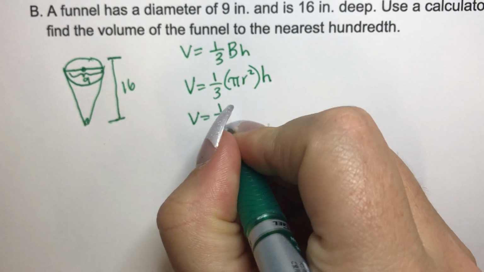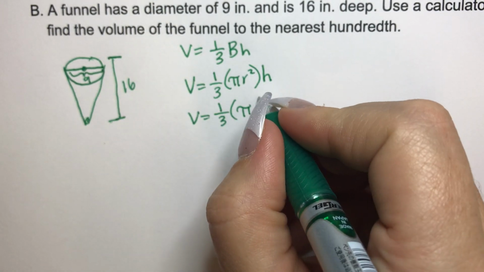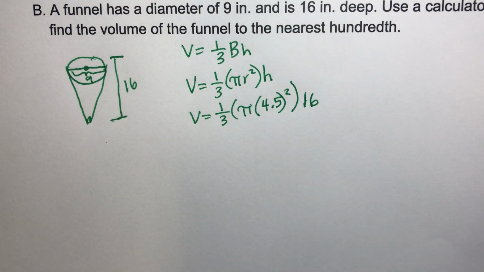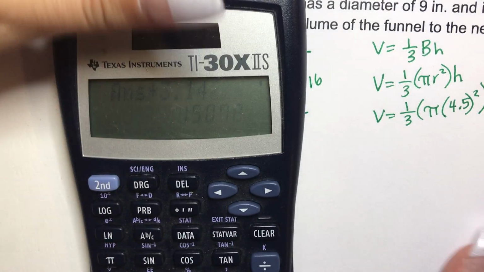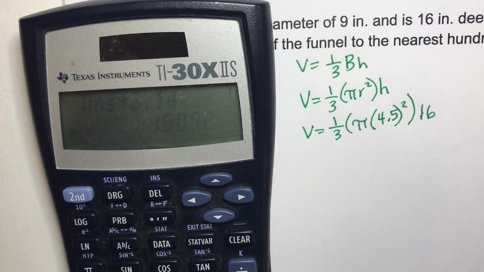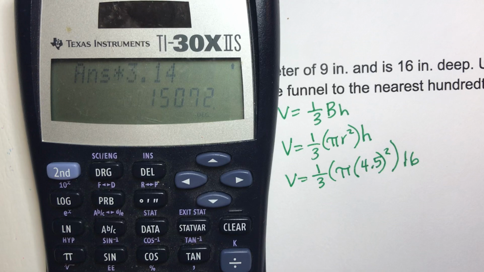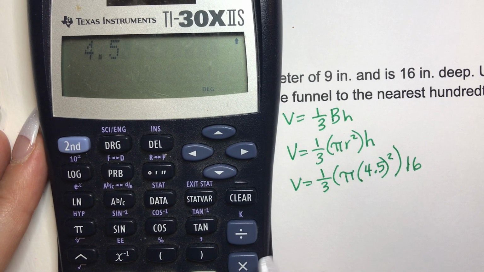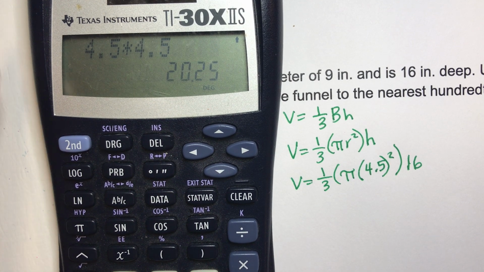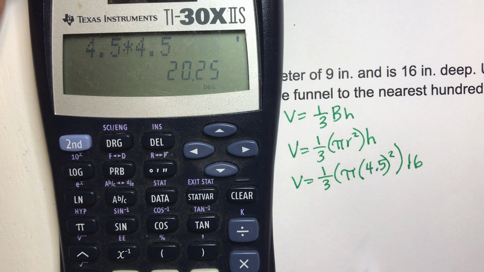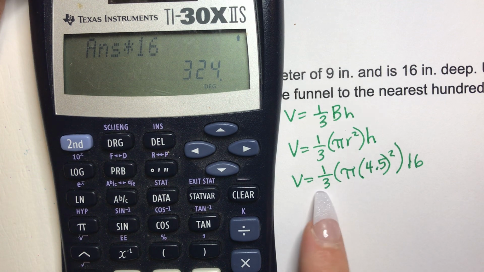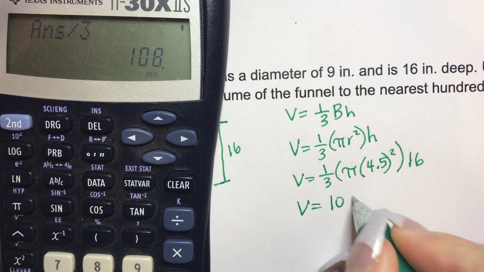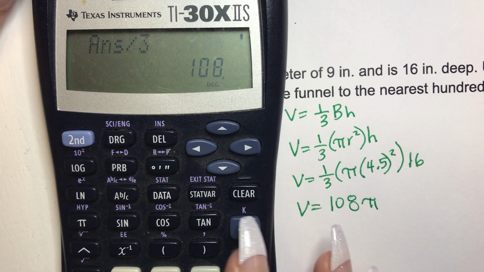Okay, let's plug in our numbers. The radius is half of 9, which would be 4.5. And the height is 16. So we're going to plug all this information into our calculator. I'm going to go 4.5 times 4.5 first. And that's 20.25. Then I'm going to multiply it by 16. Then divide it by 3. So at this point, we're going to have the volume of 108 pi. And then I just want to take that 108 and multiply it by 3.14.